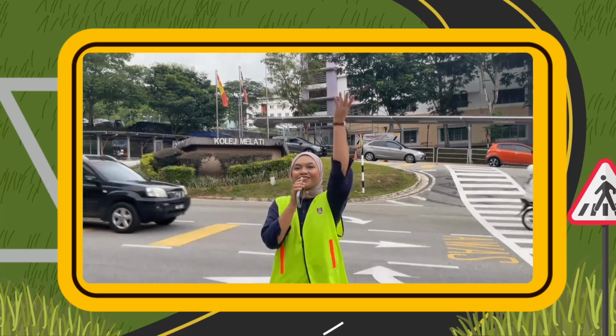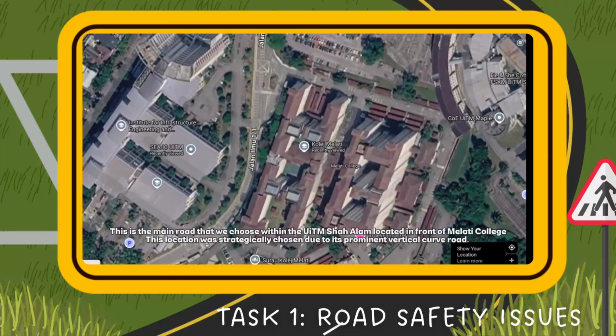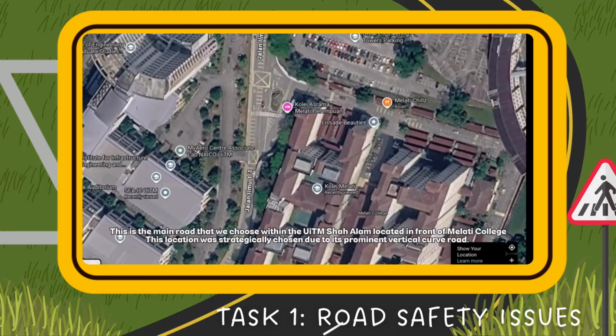Today we are going to do a road safety audit for our mini project. This is the main road that we chose within UiTM Shah Alam, located in front of Melati College. This location was strategically chosen due to its prominent vertical curved road.